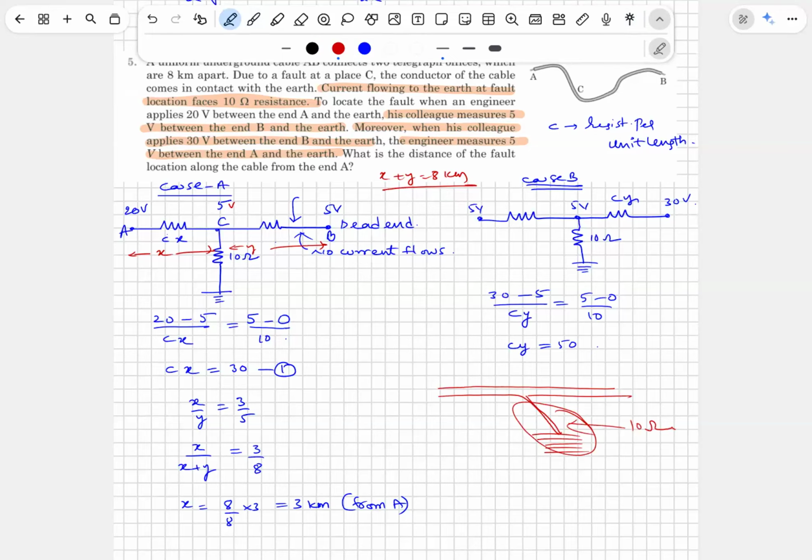Okay, good question. Now, how is this closed? Tell me. This is closed. This is positive, and this is closed here. Now, tell me, how is this closed?